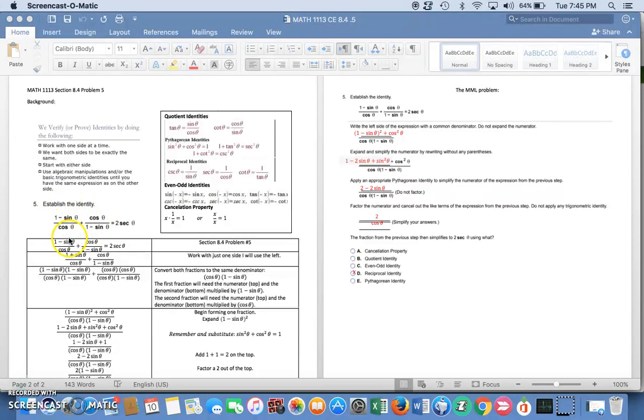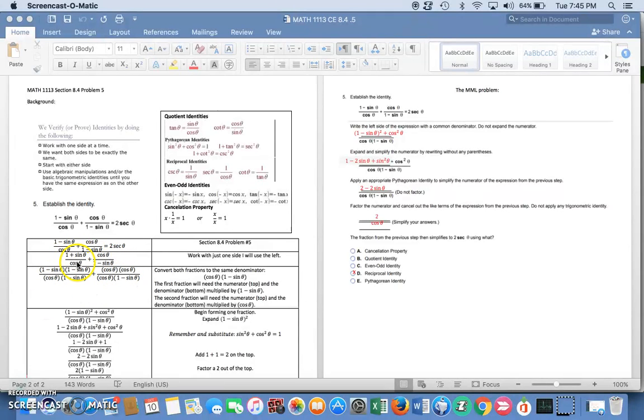Well, what are you doing here? You're adding fractions. How do you add fractions? You find a common denominator. Your common denominator will be cosine theta times 1 minus sine theta. That's what it's going to be. So you change both fractions to that denominator.